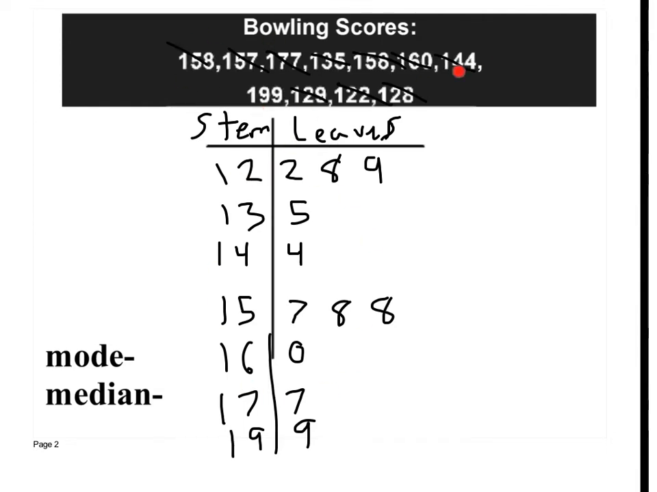This looks a whole lot better than this. I also saved a lot of space. If I was to write out every one of these numbers, I would take up a whole lot more space than this. So this is a way of organizing it.